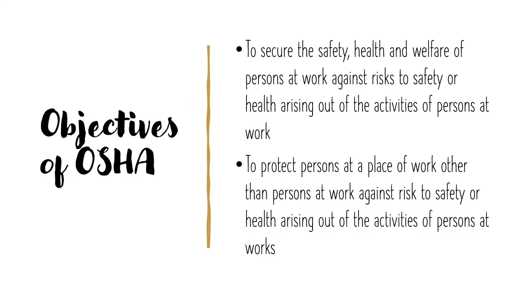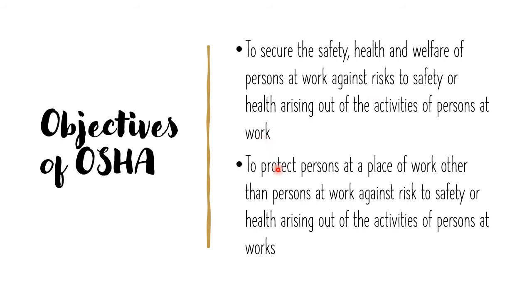So these are the objectives of OSHA: to secure the safety, health, and welfare of persons at work against risks to safety and health arising out of the activities of persons at work. Okay, because of the work. It's not because of a typhoon or something else. Because of the work they do. The work has a risk, so OSHA is about securing the safety, health, and welfare of the person doing the work because of the risk of the work.